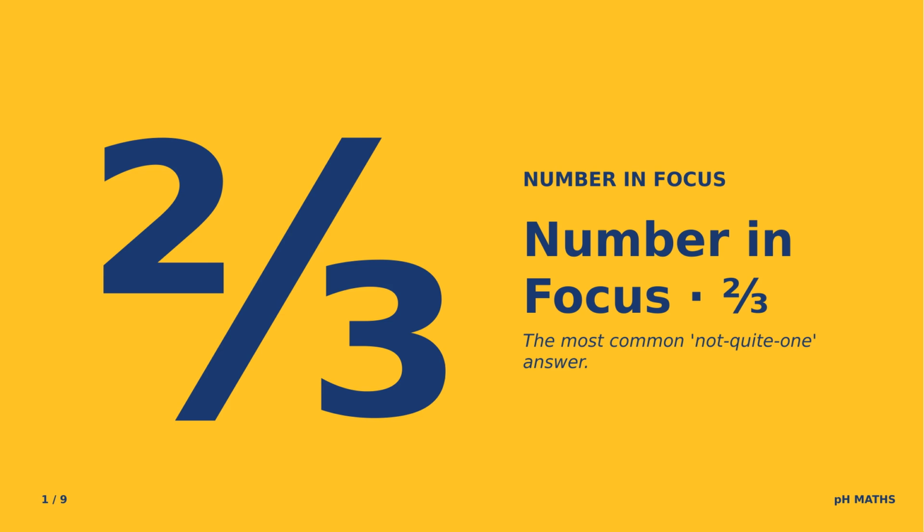Number in focus: 2/3. 2/3 is the most common not-quite-1 answer in maths, the fraction that turns up whenever someone says 2 out of 3. By the end of this, you'll know how to prove 0.6 recurring equals 2/3 exactly, and where 2/3 quietly drives probability and ratio questions.